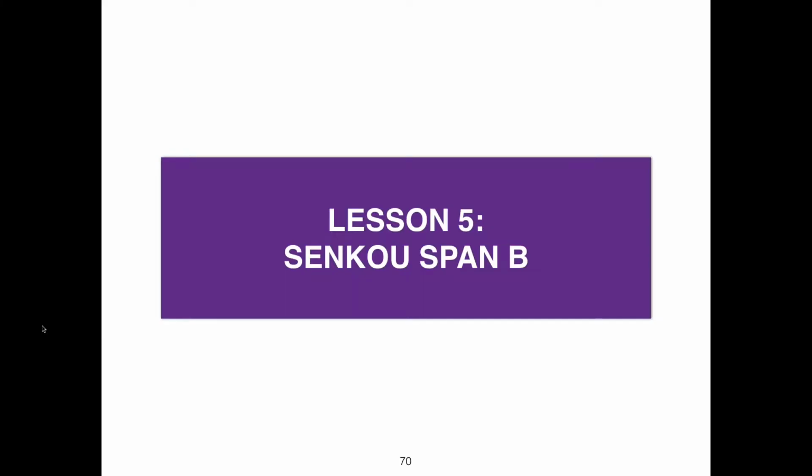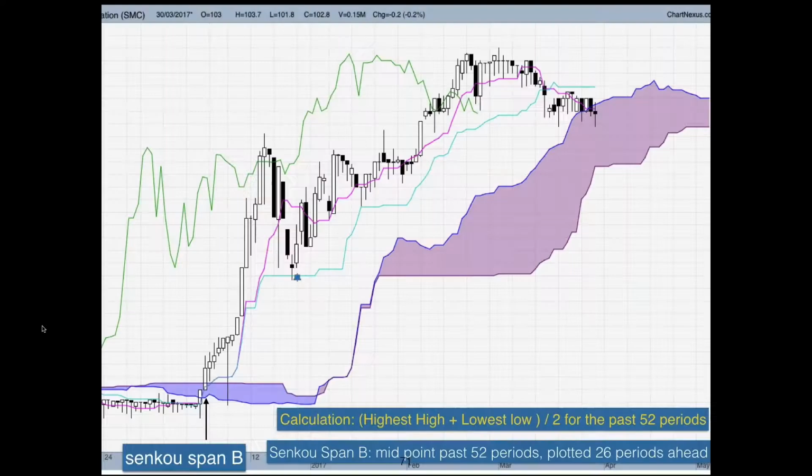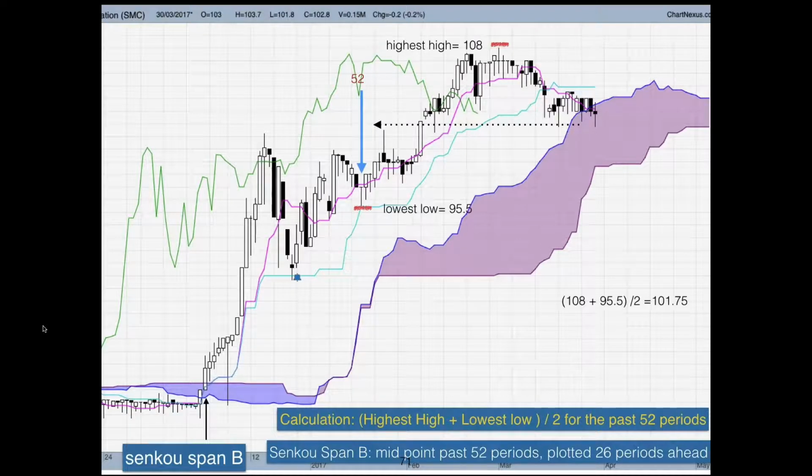Now, lesson 5, Senkou span B. The Senkou span B represents the highest high plus the lowest low for the past 52 periods divided by 2. The lowest low for SMC over the past 52 periods is 95.5 and the highest high is 108. The Senkou span B is at 101.75. Now this value is plotted 26 periods ahead.